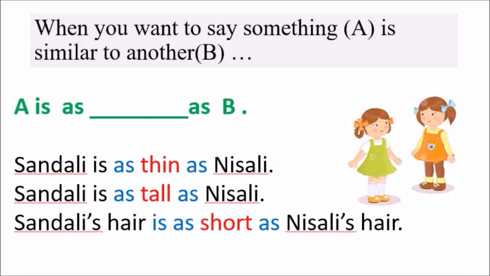When you want to compare two things which are similar, we can use a basic adjective. If we name the two things as A and B, we can say A is as black as B. Now let's read the examples to make the idea clearer. Sandali is as thin as Nisali. Sandali is as tall as Nisali. Sandali's hair is as short as Nisali's hair.